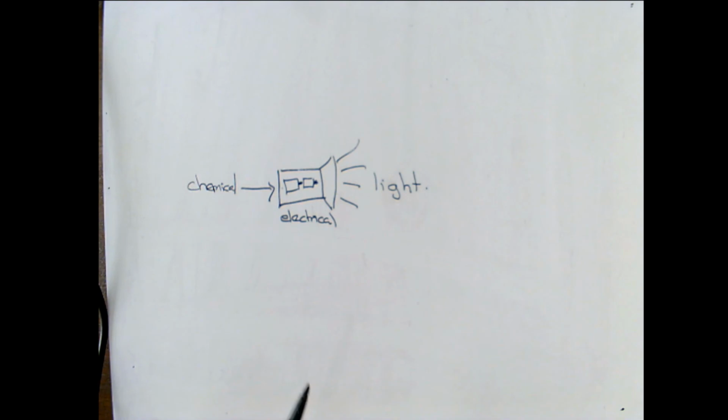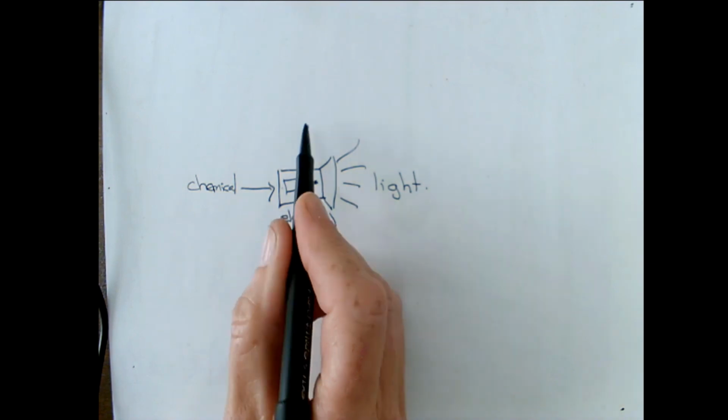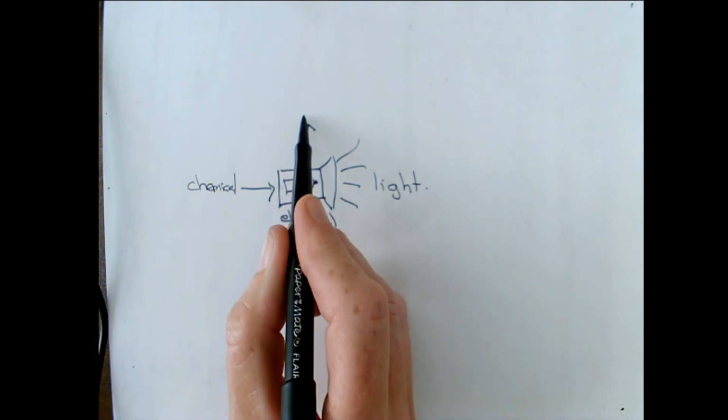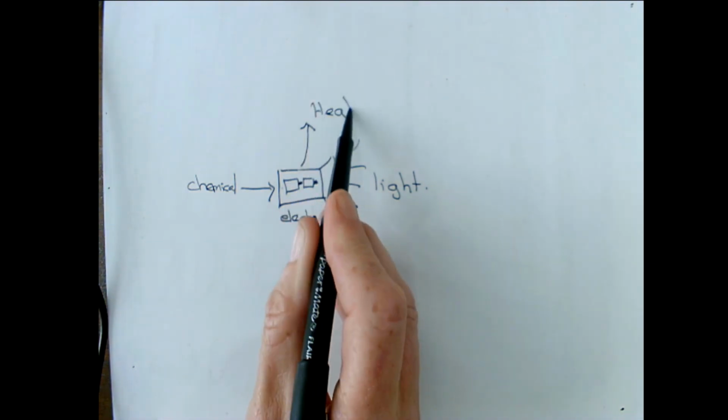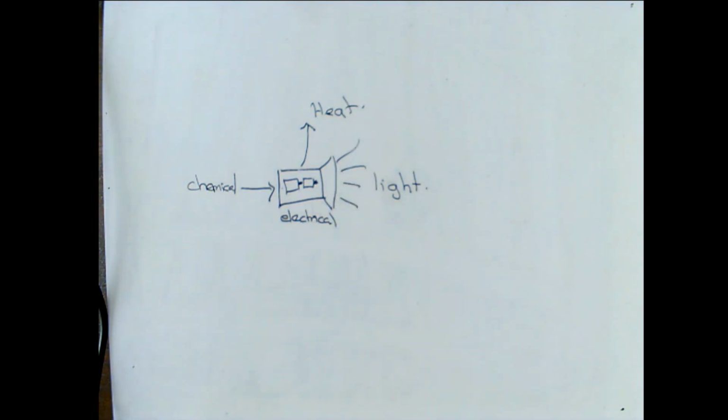And some of that energy, but not all of it, comes out as light. Some of it will be lost to the environment as heat energy. And so that's a typical energy transfer.